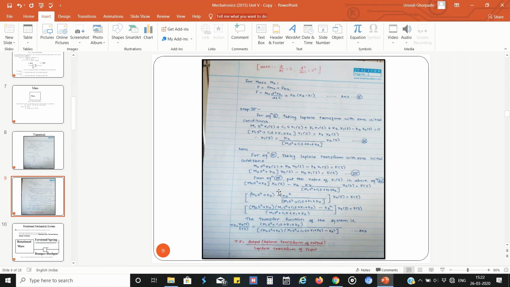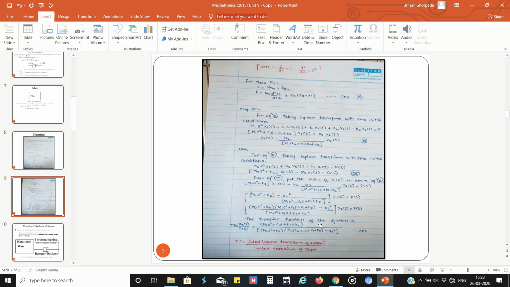For m2 s square plus k2, the common term X2(s) we can take outside. So (m2 s square plus k2 minus k2 square divided by (m1 s square plus c1 s plus k1 plus k2)) X2(s) is equal to F(s). We can simplify this equation. With cross multiplication, (m2 s square plus k2) into (m1 s square plus c1 s plus k1 plus k2) minus k2 square, divided by this term.